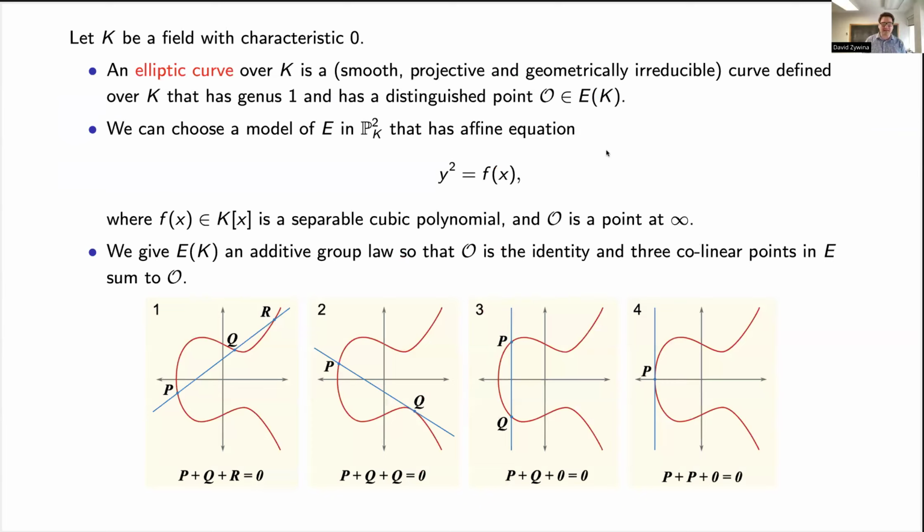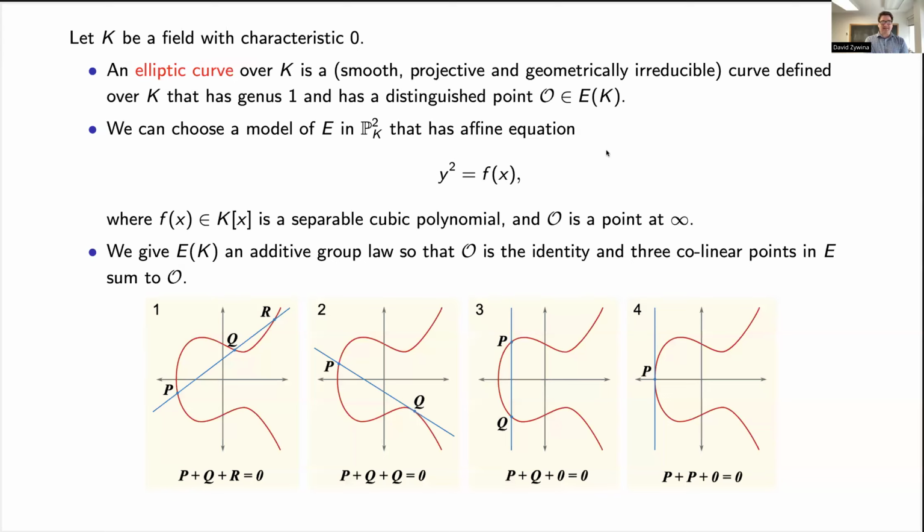Hopefully nothing new on this slide for you. We're going to take K a field, characteristic 0, just because that's all we'll need. An elliptic curve over a field K is a nice, smooth, projective, geometrically irreducible curve defined over K of genus 1 with a distinguished point O, a rational point. And of course, using Riemann-Roch, you can choose a Weierstrass model.